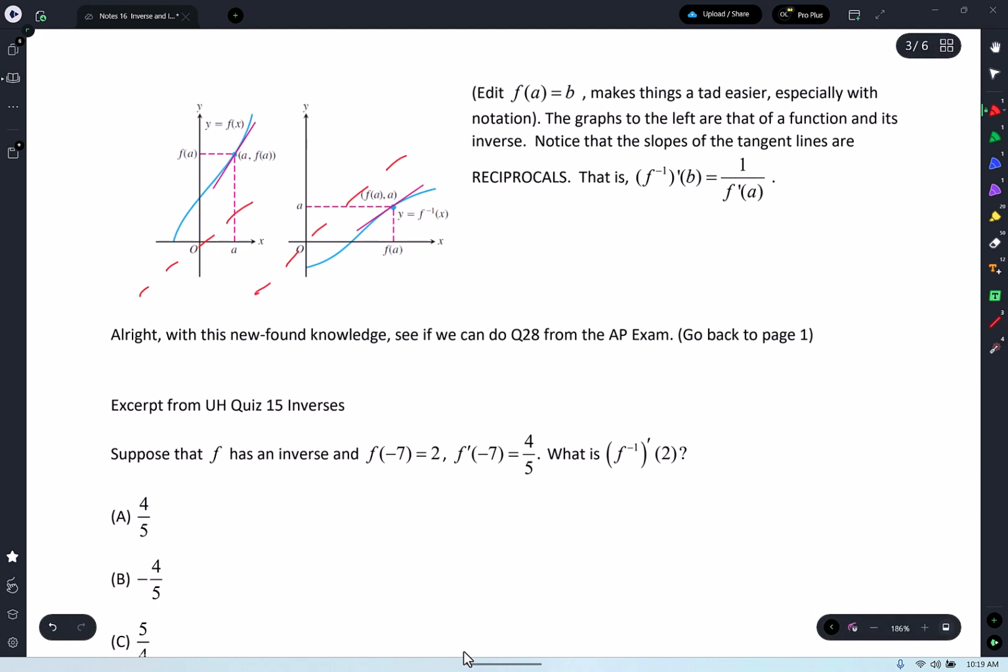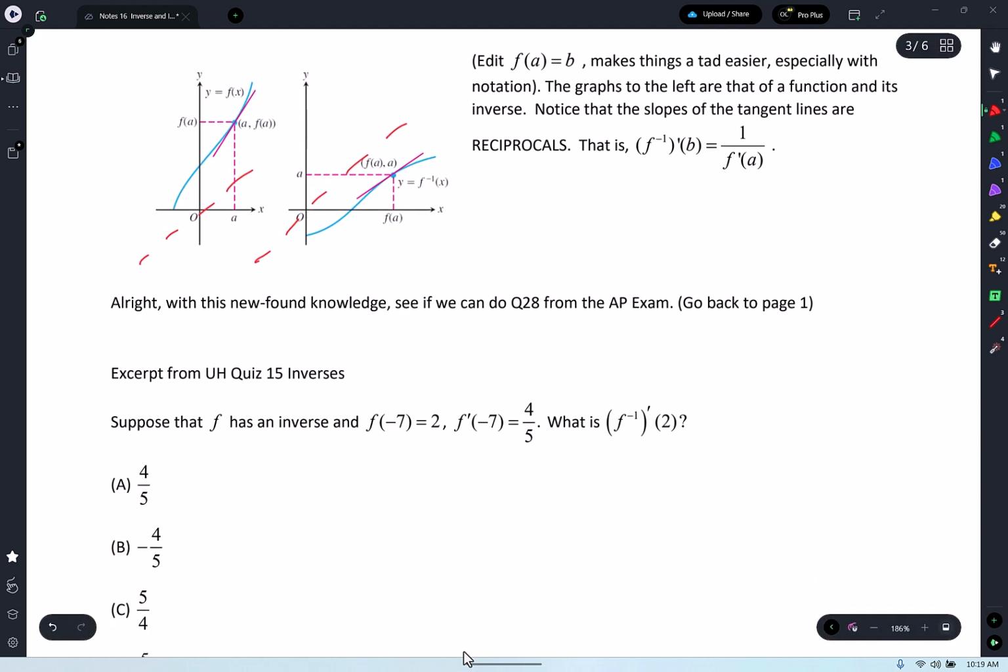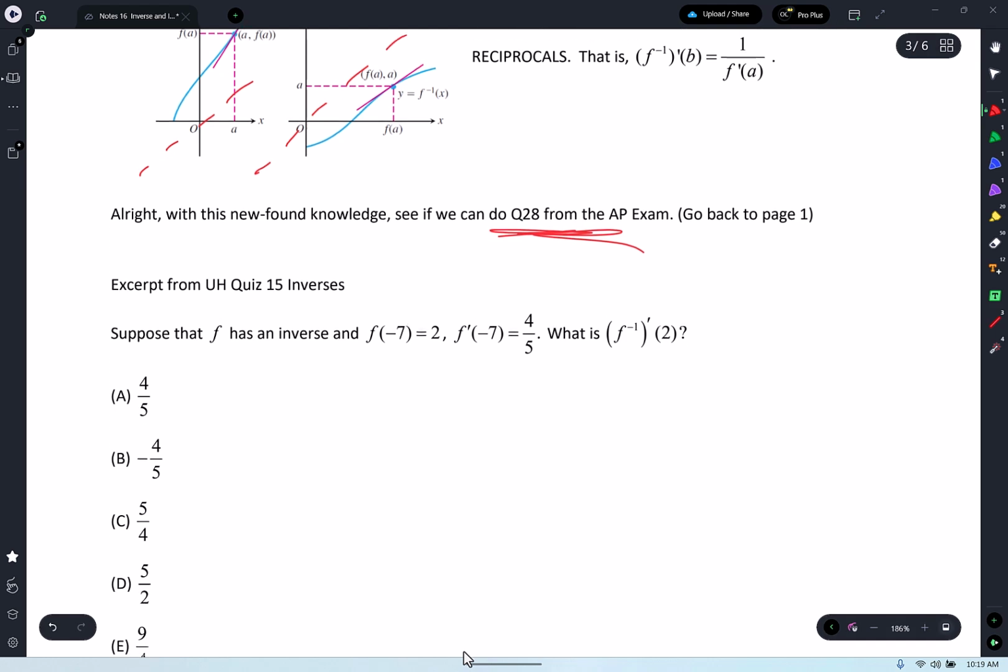Let's see if we can work on this question together, and then we're going to work on the hardest question right now, question 28. It's going to be so awesome. I can't wait to see the percentages. All right, you guys ready?